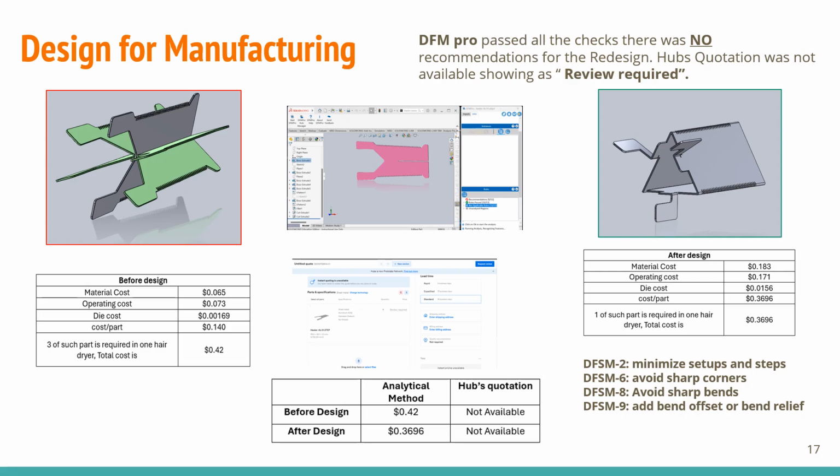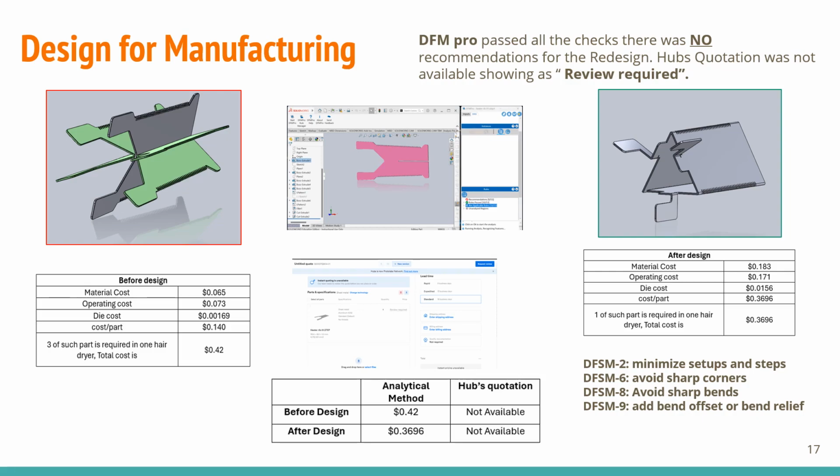Coming to the cost, before redesign it was around $0.14. Since 3 of these components are required for a single hair dryer, the total cost comes to around $0.42. After redesign, it was reduced to $0.3696, and Hubs doesn't give us any quotation before as well as after redesign.